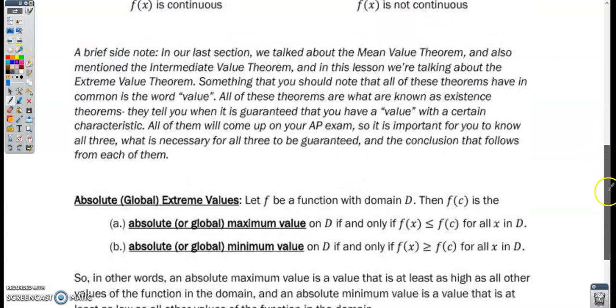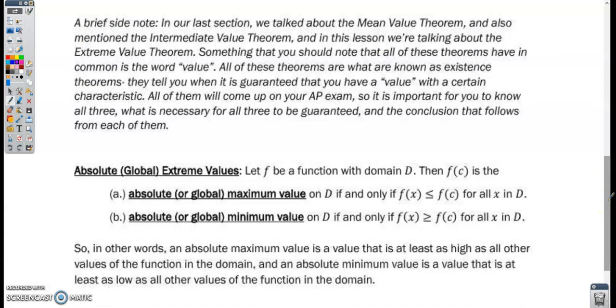Brief side note: we talked about the Mean Value Theorem and the Intermediate Value Theorem. These two theorems, along with the Extreme Value Theorem, all have the word value in common. These are all known as existence theorems. They are guaranteeing the existence of a value that meets a certain characteristic. All of them are going to come up on your AP exam. It's important that you know what's required for each and the conclusion that follows from each of them. If we give a theorem a name, chances are it's pretty important, and you're going to want to know that theorem, its hypotheses, and its conclusion.